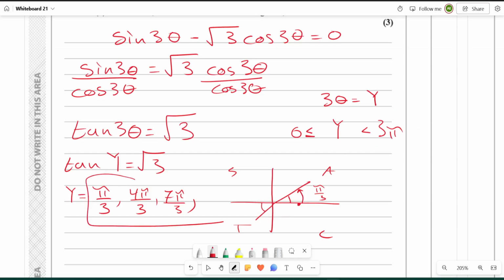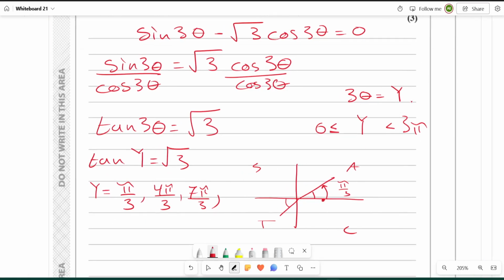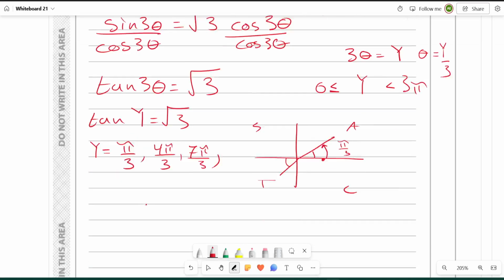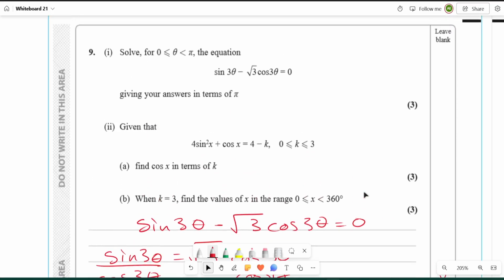So these are my 3 answers over here, but these are in terms of y. I need to get in terms of theta. So theta from here is equal to y over 3. So this is going to equal pi over 3 divided by 3, which is basically pi over 9, 4 pi over 3 becomes 4 pi over 9, and 7 pi over 9. This is going to be my 3 answers over here, and they are definitely within my range.